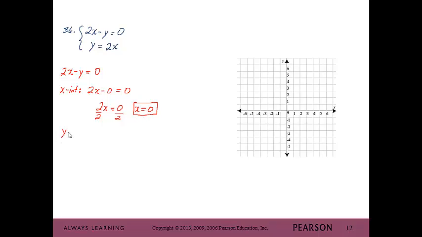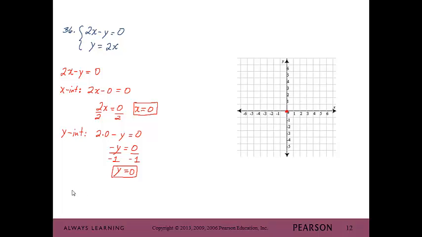And then the y-intercept is going to be 2 times 0 minus y equals 0. So negative y equals 0. Divide both sides by negative 1. And we get y equals 0. So the x and y-intercept is at the same point, which is the origin, so 0. Now, in order to make a line, we need another point.